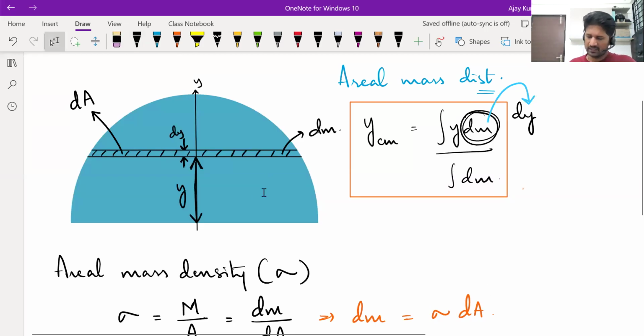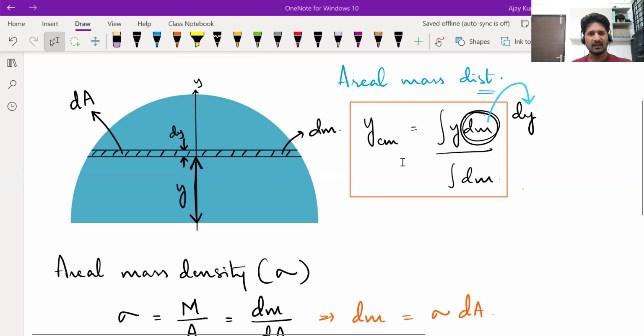So we can write dm is equal to sigma into dA, but that won't help us. We need to express dm in terms of dy, which is the height of that area. How to do that? Can any of you tell me what is the shape of the shaded area?